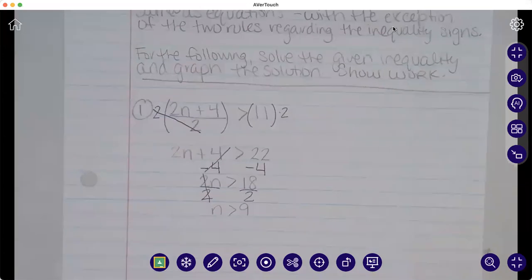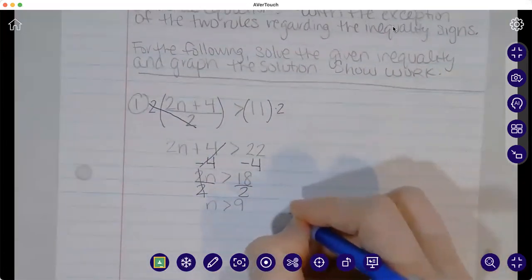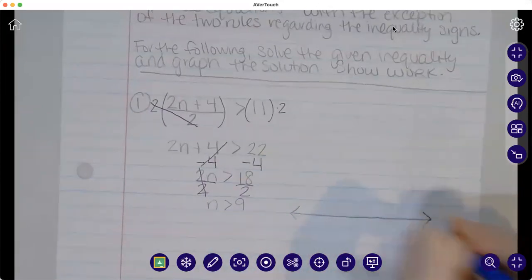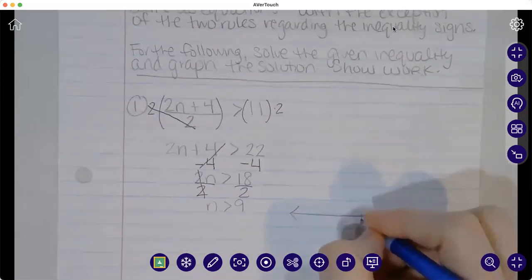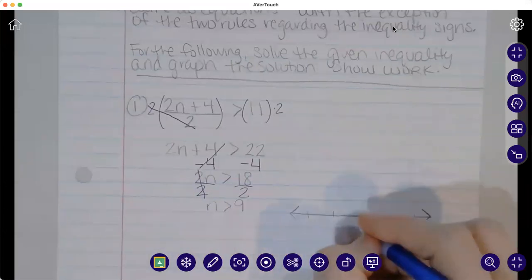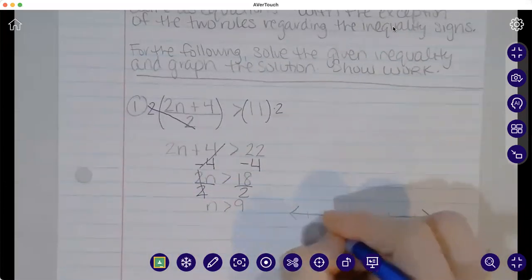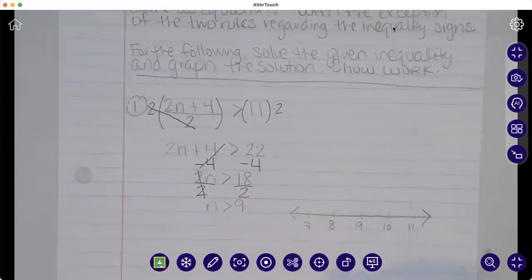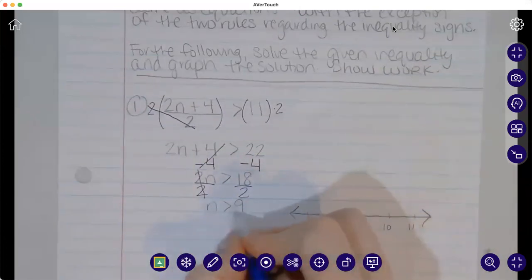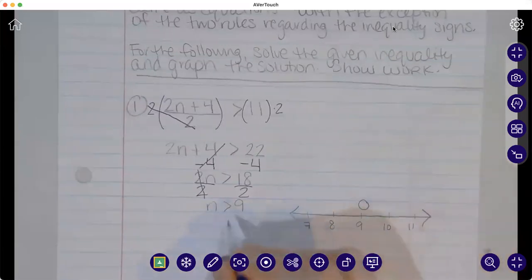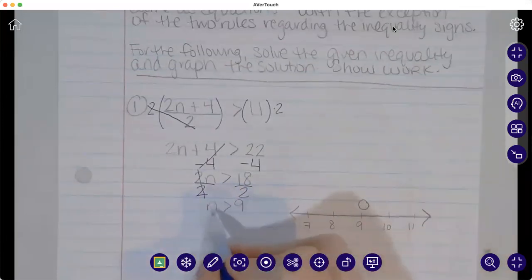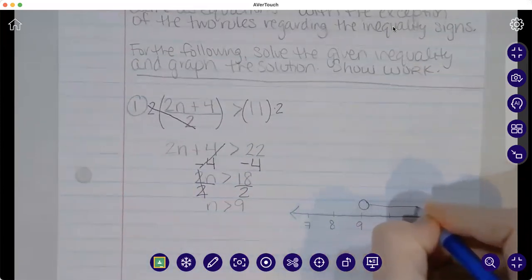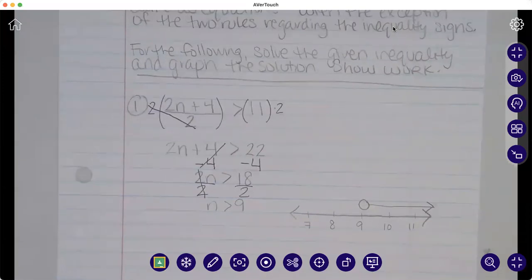So once you have your answer, you also need to graph the inequality on a number line. Remember, we need to have a minimum of 5 integers. And the rule of thumb I've always said is put the number you're working with in the middle, and then 2 more and 2 less on either side. Then we have to consider if it's an open or closed circle, meaning is 9 included or not? 9 isn't included, because it's just greater than, not greater than or equal. So it's an open circle. And we want values greater than 9, so that means all values to the right. And that would be my answer for number 1. So we have the work, we have our statement, and then we have our number line.